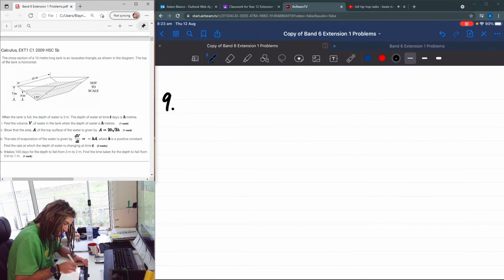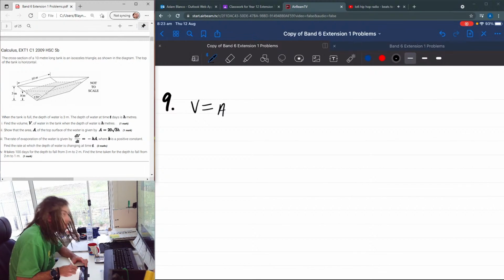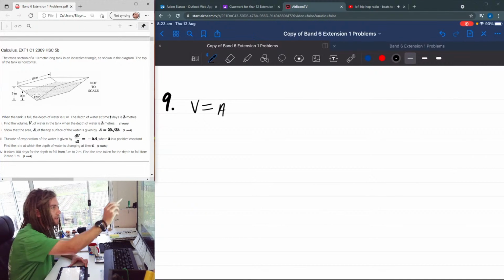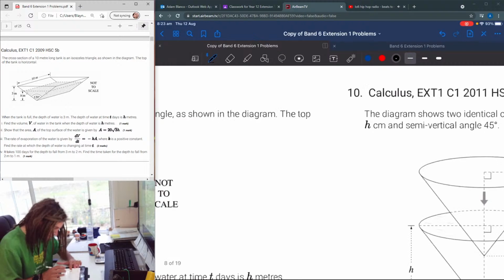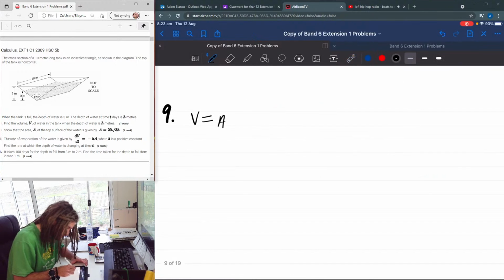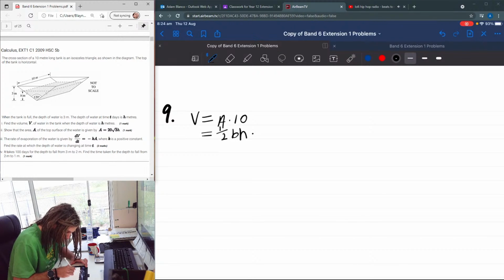So what I want is the volume of the cylinder. The volume of the shaded cylinder is going to be the area of the front times the length, which is 10. The area of the front is a triangle, so half base height, times 10, so 5 base height.